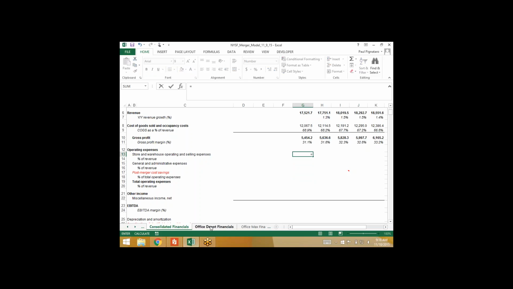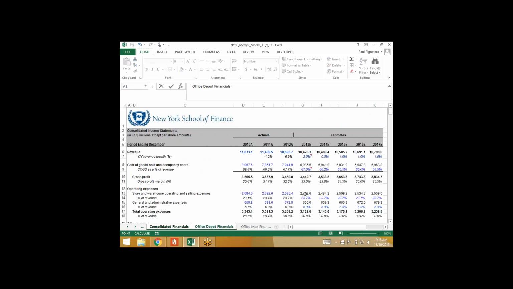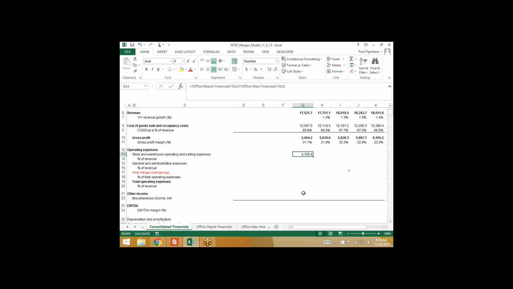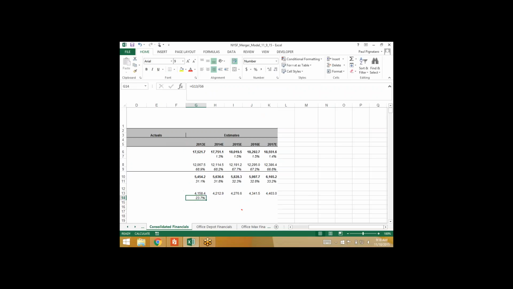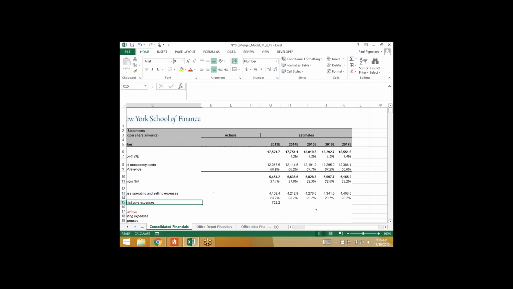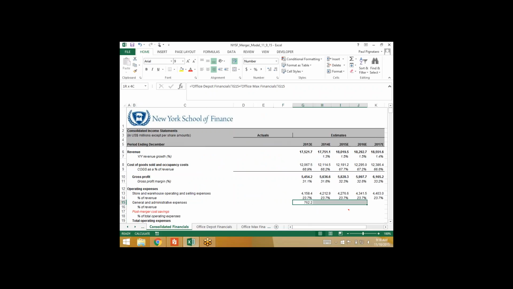We won't be so lucky in the cash flow. We're going to take acquirer plus target, and we'll calculate this as a percentage of revenue. And the same for general and administrative: acquirer plus target, percentage of revenue.